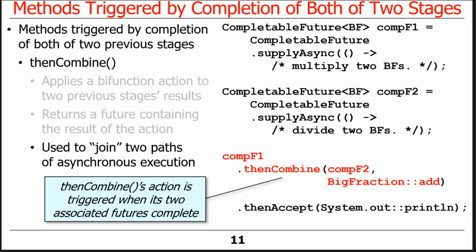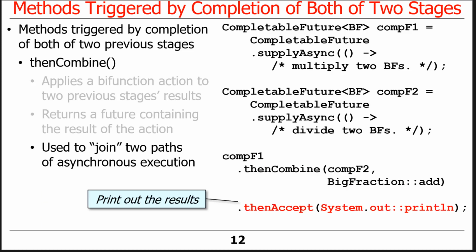And then what we're going to do is when compF1 is complete and compF2 is complete, when both of those things are complete, then we're going to go ahead and add the results of those two asynchronous computations. So thenCombine's action, which in this case is add, is triggered when both the other CompletableFutures are done. So when we get done asynchronously multiplying two big fractions and asynchronously dividing two big fractions, then we go ahead and add the results together, and then we print them out or something.